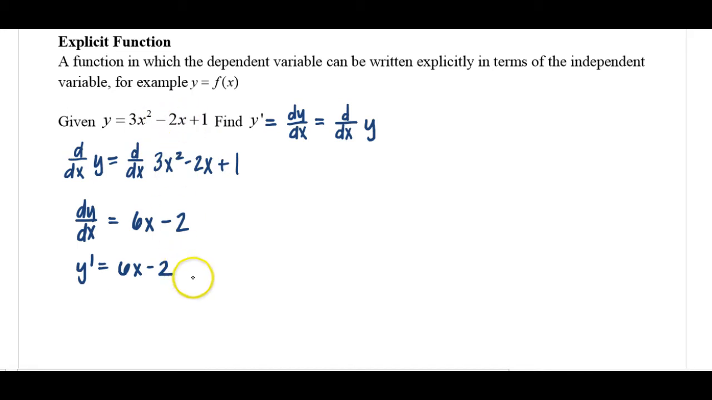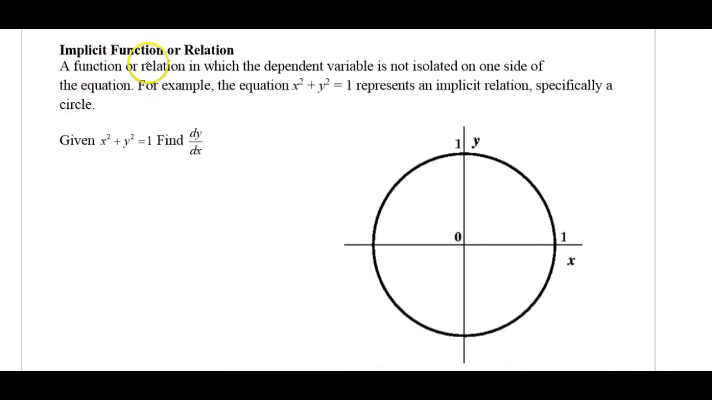So now let's move on to looking at an implicitly defined function. Now, an implicit function or relation is a function or relation in which the dependent variable is not isolated on one side of the equation. So for example, if I have the equation x squared plus y squared equals 1, this represents an implicit relation. Specifically, this is a circle.